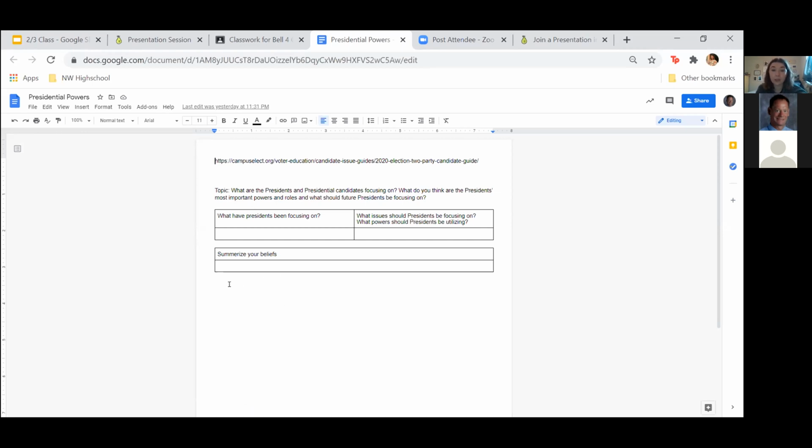I also linked a voting guide from this past election, so you can go through and see that the candidates were really focusing on these issues. Then you're going to think about, although this is what they've been focusing on and how they've been using their powers, what do you think the president should actually be doing? What powers do you think the president should be using to create change in our society? You'll get to discuss this with your breakout rooms. You'll make bullet points under each category, and then underneath, you'll summarize your beliefs. Are there any questions about the assignment that you're going to be doing in the breakout room?